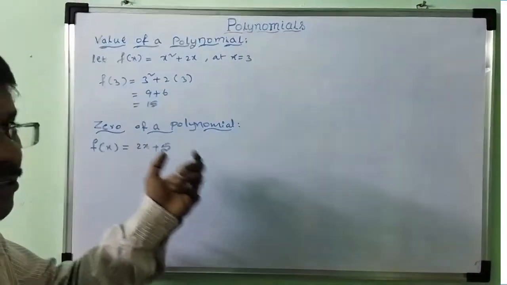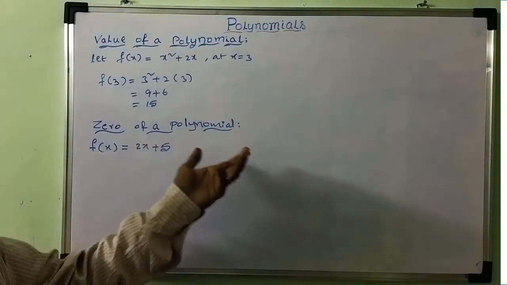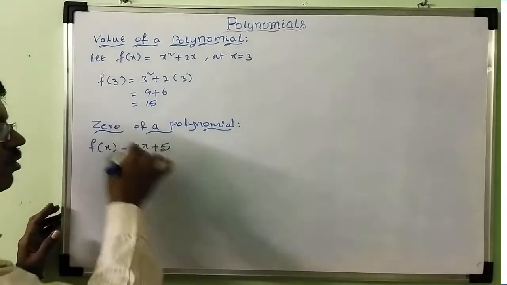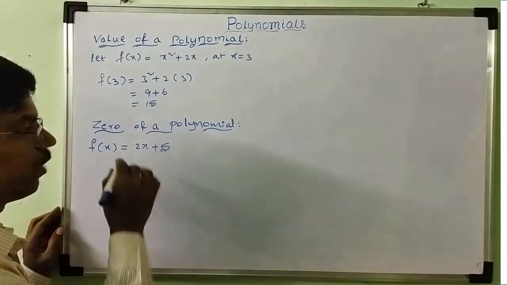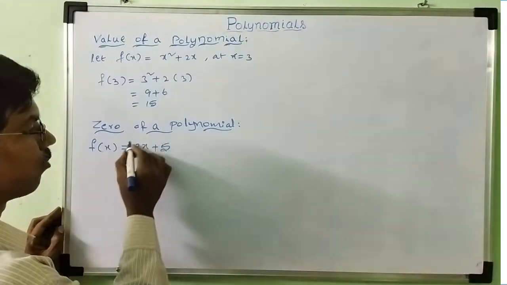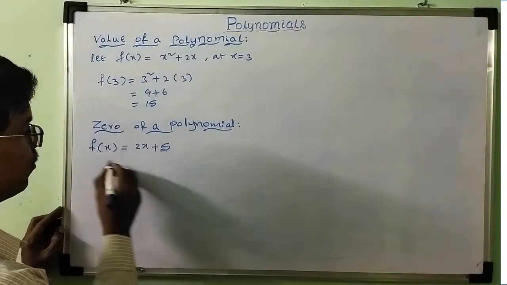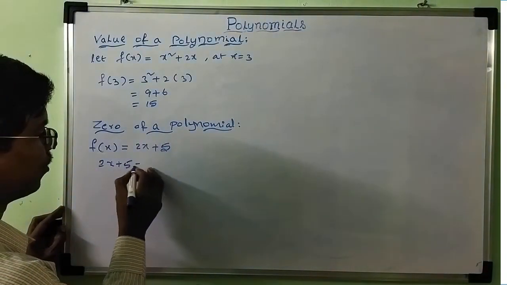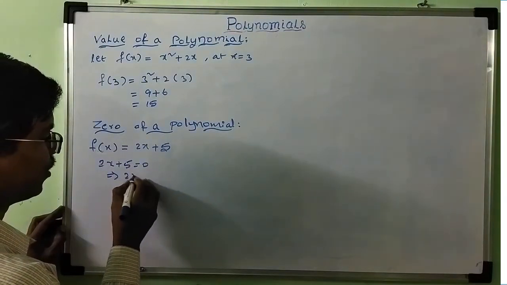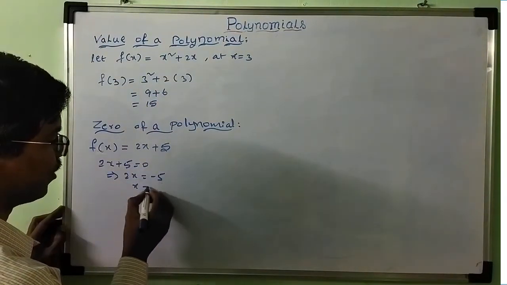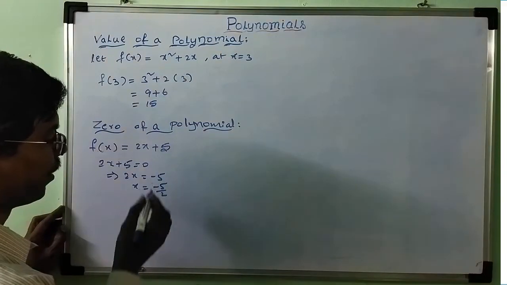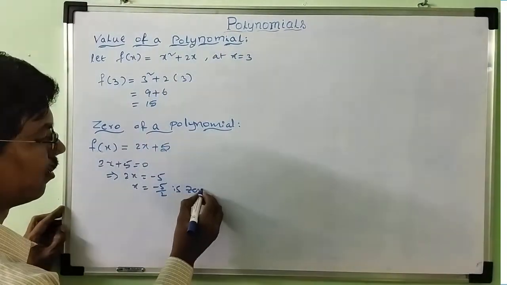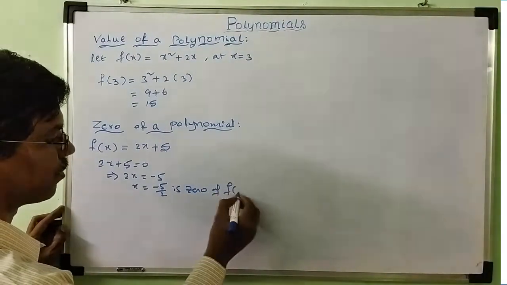If you get the answer 0, then that value of x we are calling the zero of that polynomial f of x. But by substituting which value can we get 0? To find that, equate this polynomial to 0 and find the x values. So 2x plus 5 equal to 0. So 2x equal to minus 5, x equal to minus 5 by 2. Now this we are calling the zero of f of x.